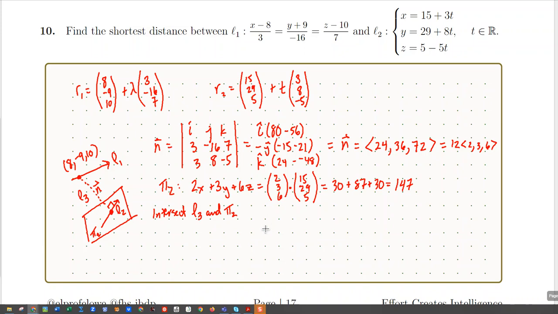and plane 2, right? Because that intersection between line 3 and plane 2, let's say that we mark that with a P, I can find that point P, that point of intersection. And I would be able to do that by having my equation for line 3, and the point on line 3, which is that point on line 1, 8, 10.